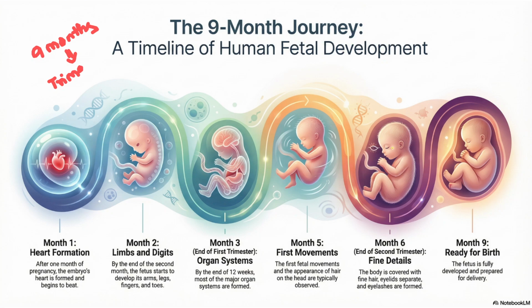Every 3 months we can call one trimester. In total 3 trimesters will be present. The first trimester is the first month, second month, third month. So the end of the first trimester is the third month. The fourth month, fifth month, sixth month is the second trimester. So the end of the second trimester is the sixth month. They will ask you questions like this, about weeks or months, end of trimester or middle of trimester, something like that.